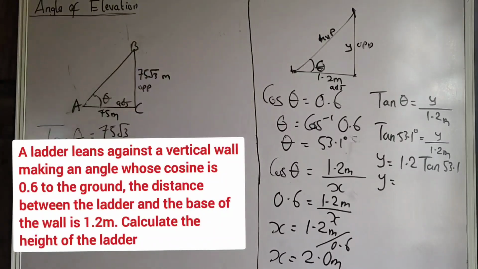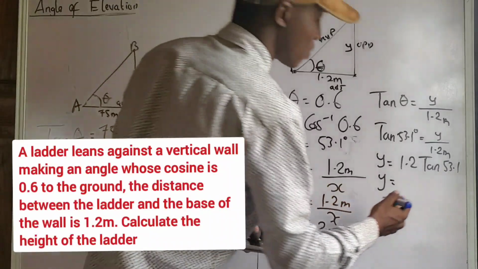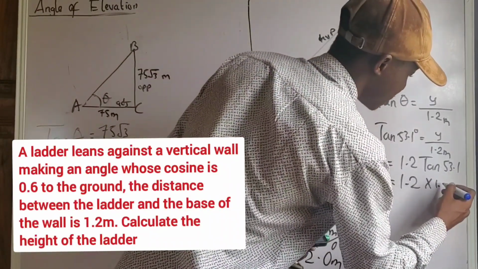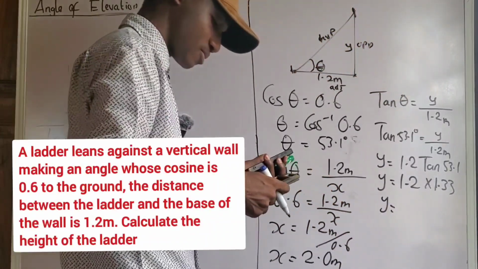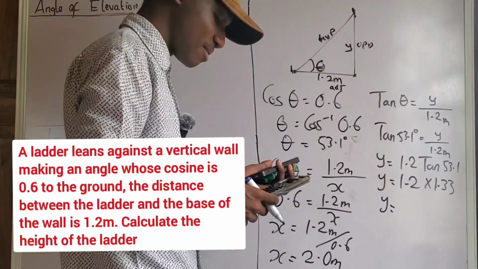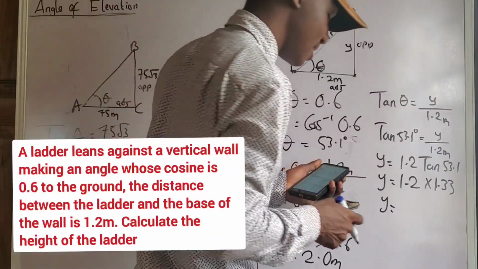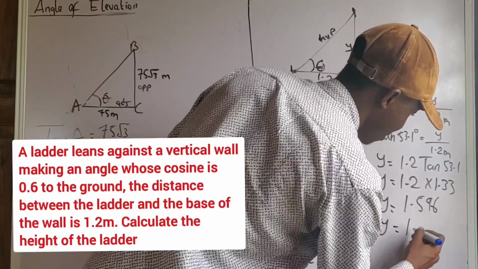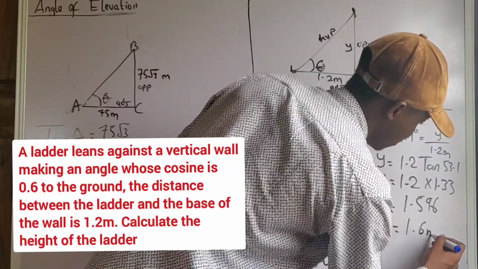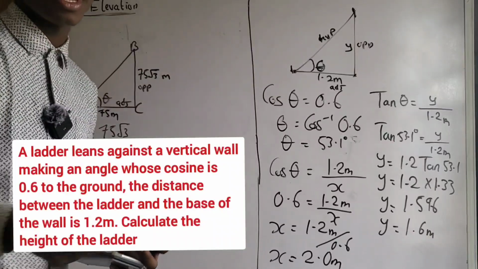Tan 53.1 is 1.33. So I'm going to have 1.2 multiplied by 1.33. So y equals 1.2 times 1.33, which is 1.596. Y equals 1.6 meter. Do you understand? Okay, so that is the solution to that question.